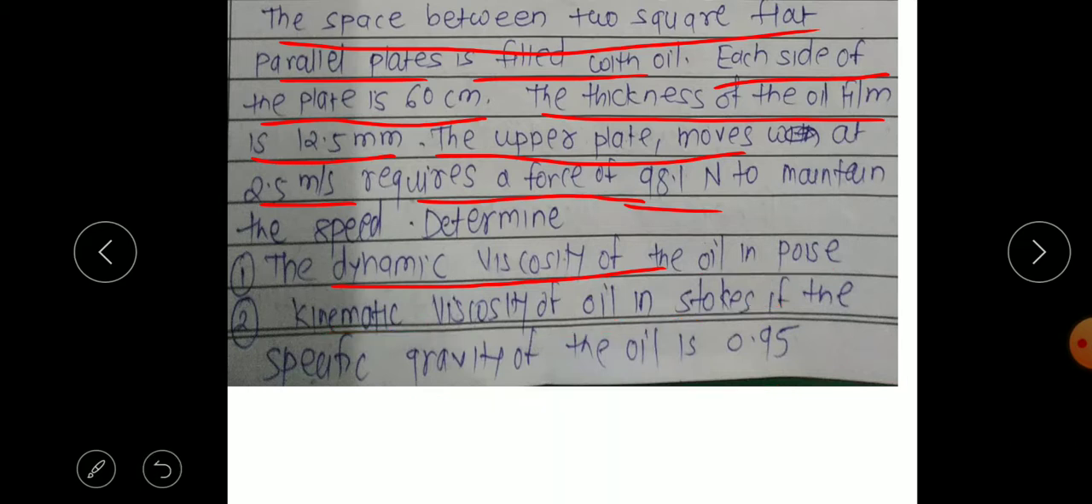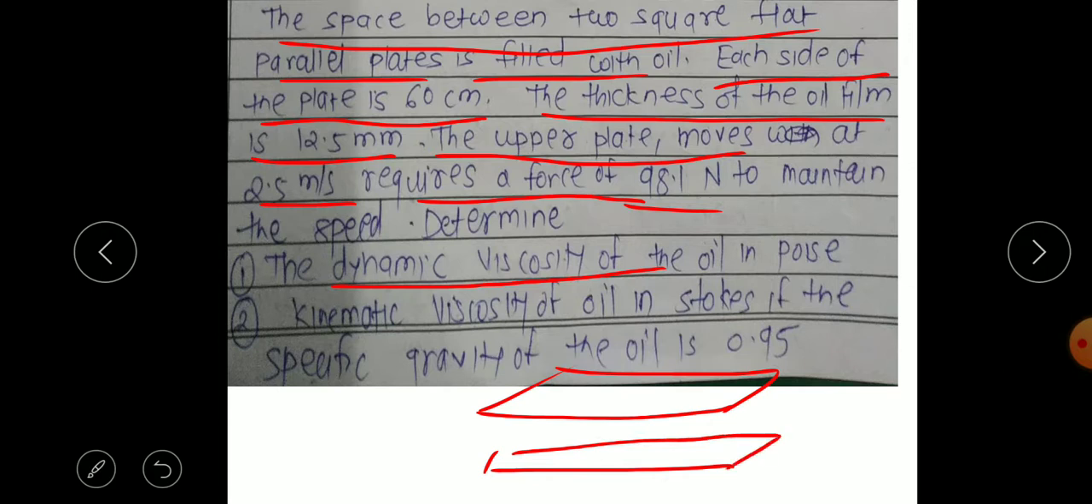Suppose this is one plate and this is another second plate. Each plate is 60 centimeter, so its length is 60 centimeter for one plate and another 60 centimeter. The thickness of oil film means the gap between these two is 12.5, a smaller gap is there. The upper plate moves at 2.5 meter per second and force is given 98 Newton. So we have to find the dynamic viscosity.